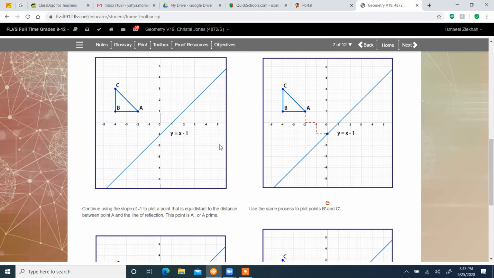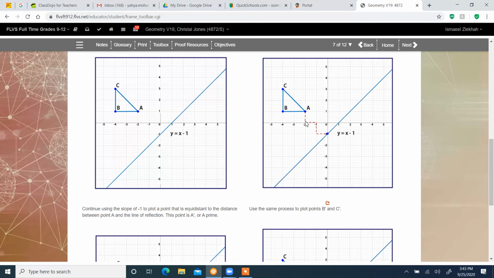The next topic is reflections around some other diagonal line. If you look at this example over here, they're not using y = x. This line is one space down from y = x. The line y = x goes through the origin, (0, 0), but this line is not going through the origin. So what do you do?